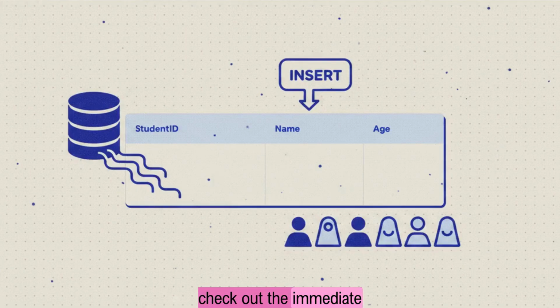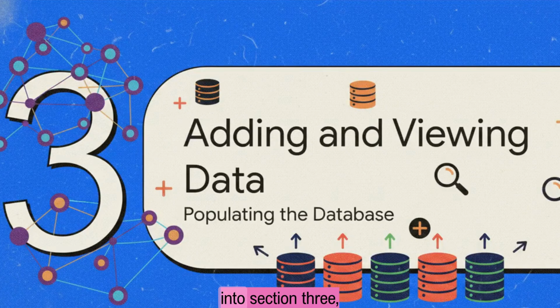And check out the immediate visual result here. We haven't even added any actual students yet, but we've perfectly created the structure. Our table is organized, it's absolutely ready, and it has crystal clear columns just waiting to receive some information. Which leads us perfectly into Section 3, adding and viewing data, populating the database.